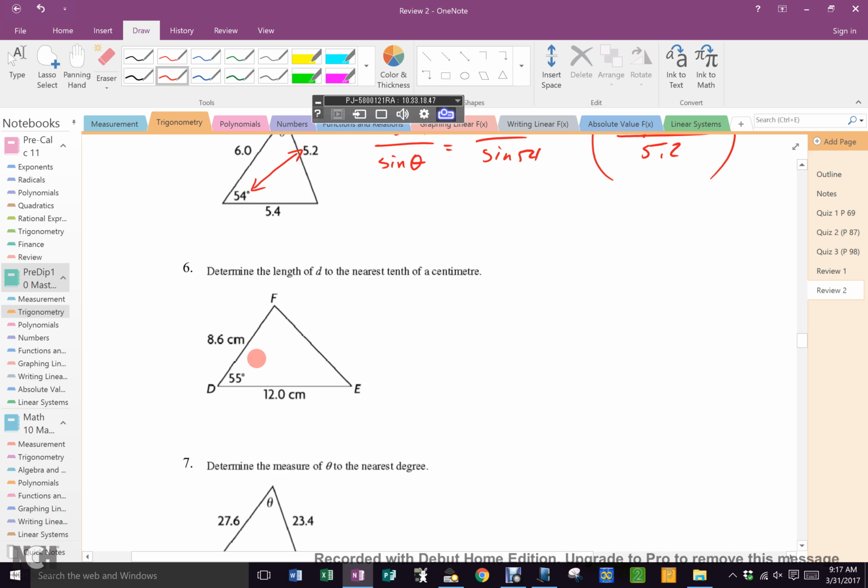Now, Max, what's this one? Cosine law. Nice job. So, I need D, yes? So D squared equals 8.6 squared plus 12.0 squared minus 2 times 8.6 times 12 times cos 55. And what do I have to do to all that to find the answer? Square root the whole shebang. Everybody okay?